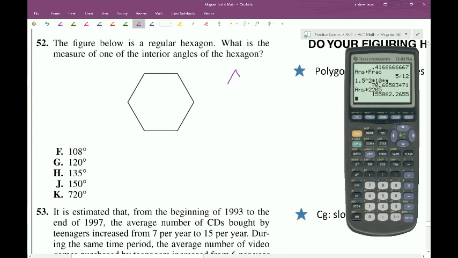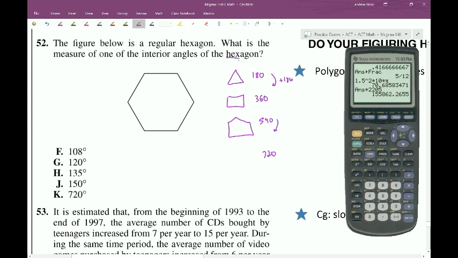The first way is you can know the sum of the interior angles formula. So for a triangle, the sum of the interior angles is 180. For this figure here, a rectangle, 360. For a pentagon, it is 540. So the rule is you have to add 180 each time. So if I add another 180, I'll get 720 for a 6-sided figure.